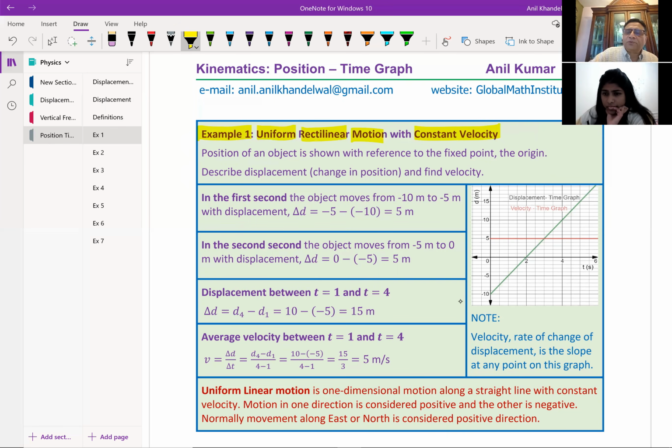And this reference point for us is going to be the origin. So when the particle is moving away from the origin towards the right-hand side, we say that this is a positive motion. And when it goes towards the left, then we say it is a negative direction. Is that clear to you?